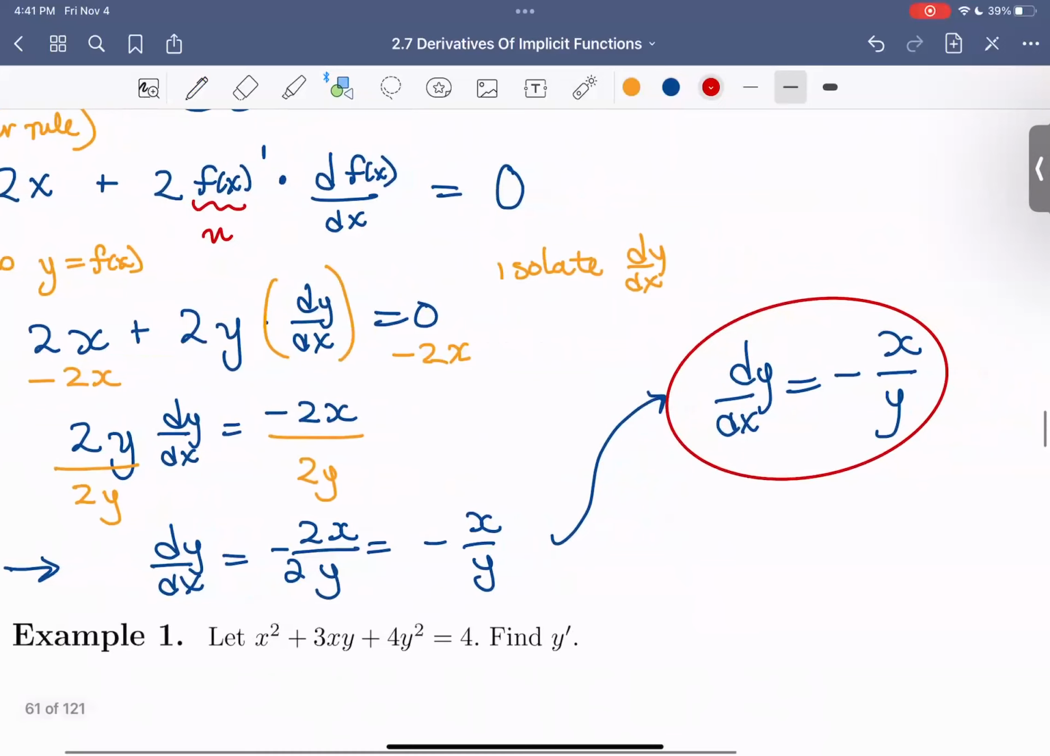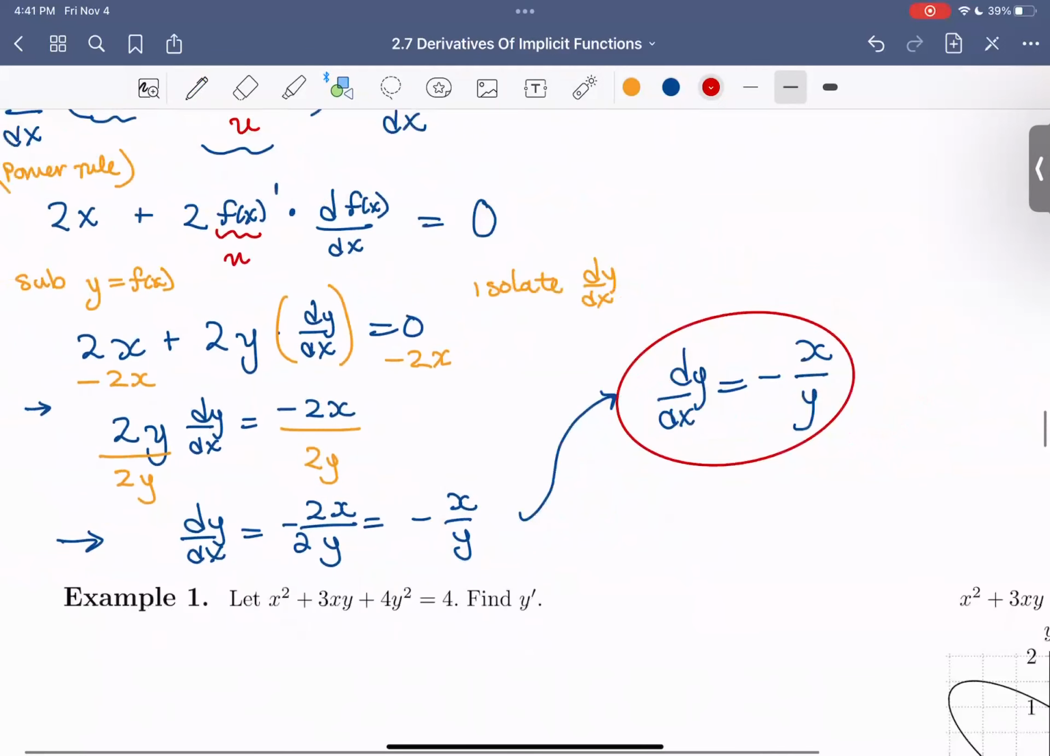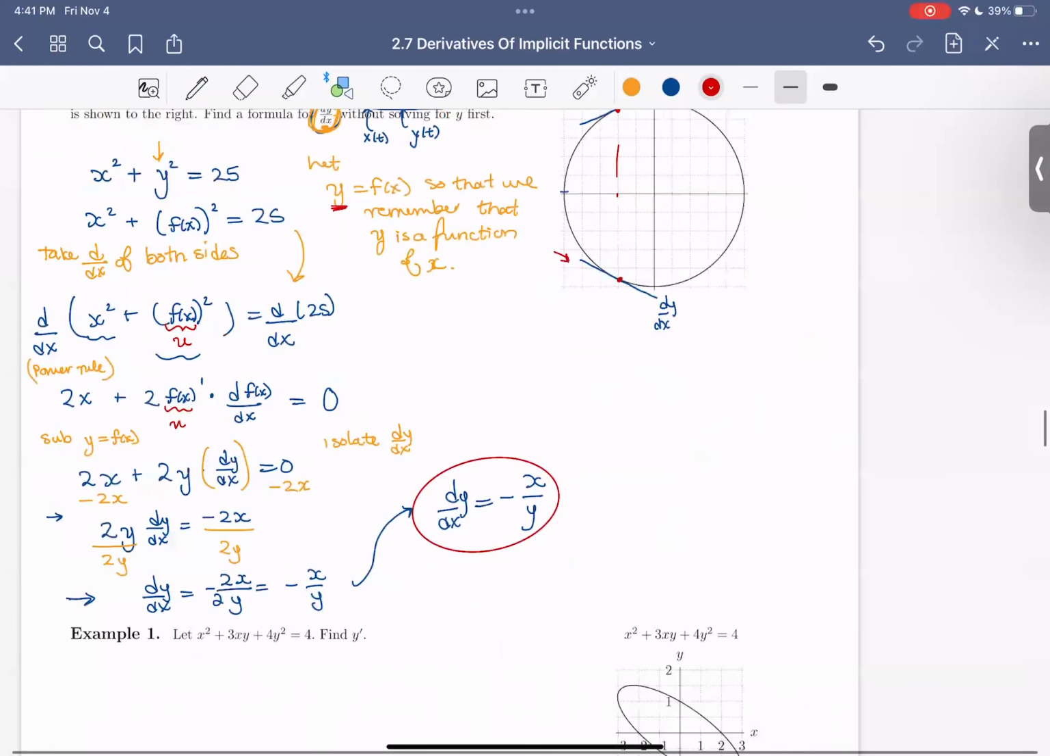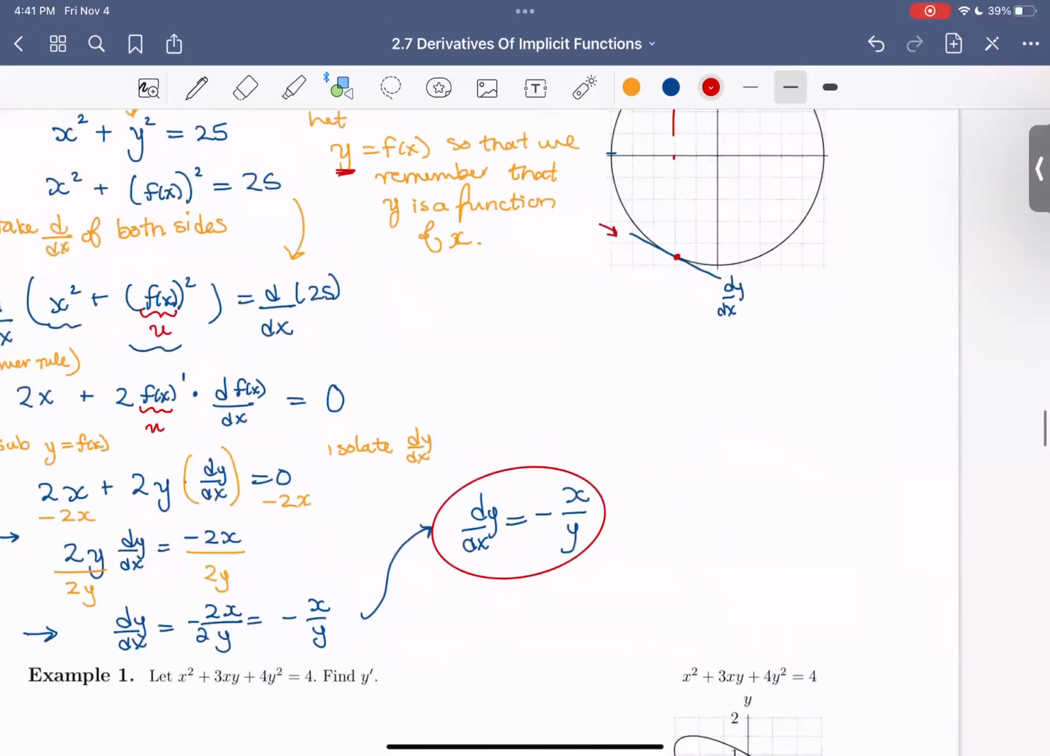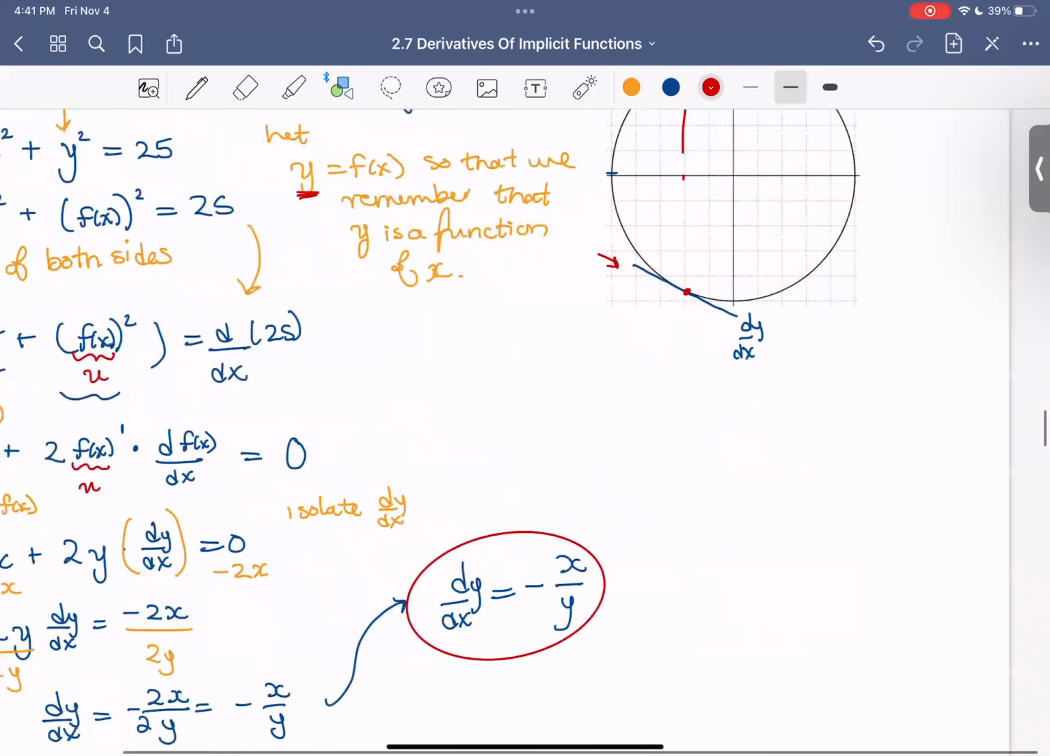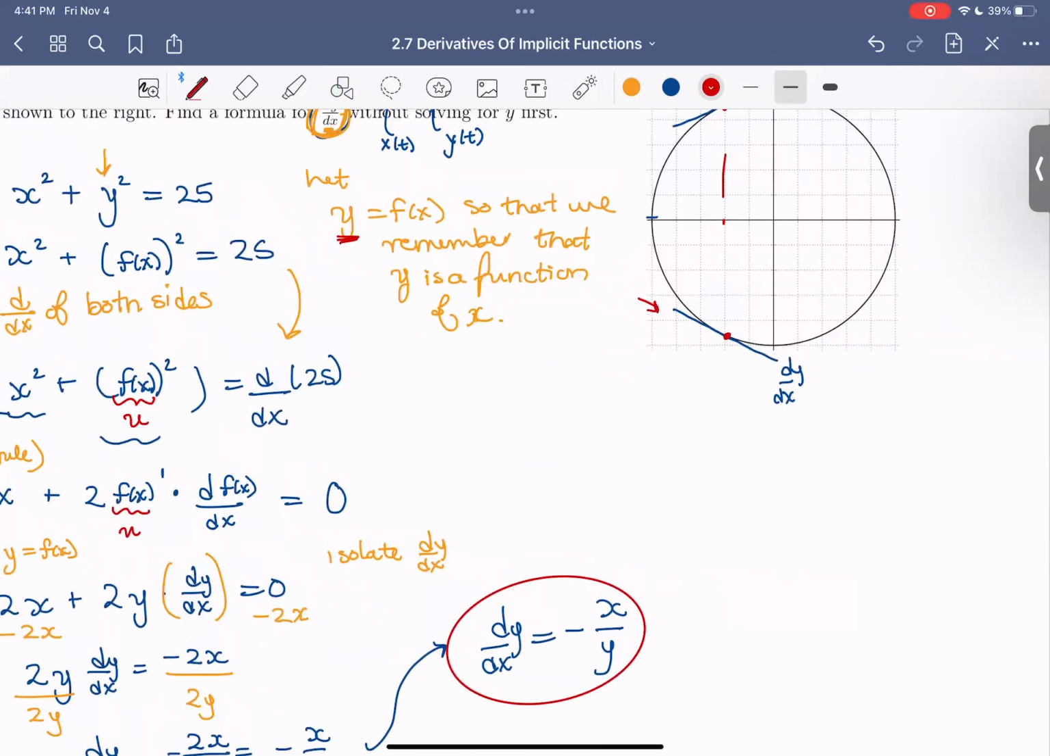All right, so now I just want to make a couple comments. I want to actually compute this dy dx at a couple of points. So notice, first of all, that dy dx has both x and y in it. I'm just going to write that down because it's an important observation. Dy dx is defined with both x and y. So why is that interesting?